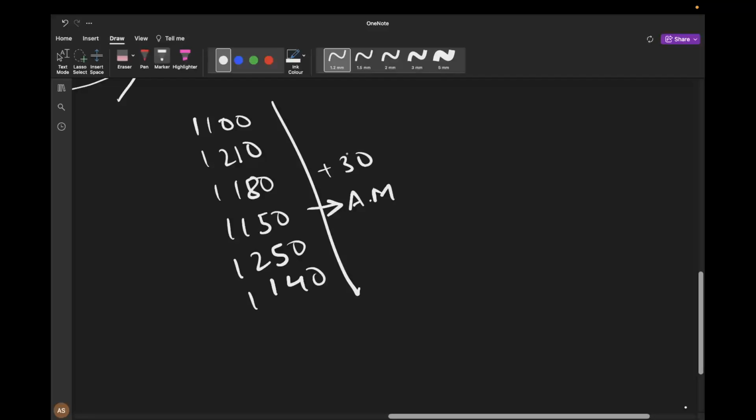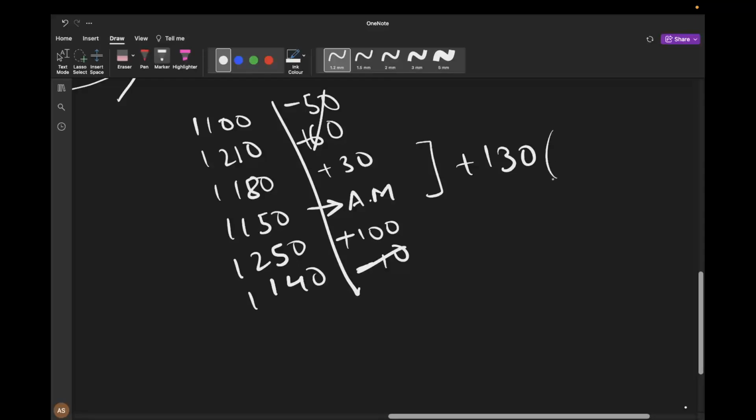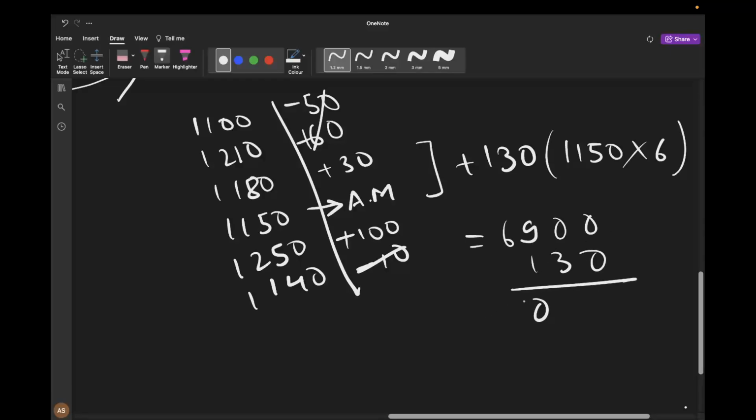1180 is 30 more. 1210 is 60 more. 1100 is 50 less. 1250 is 100 more. And 1140 is 10 less. Again we have 50 and 60, so we cut it out. We need to add a total of 130 to what? It is 1150 into how many numbers do we have this time? 6, which makes it basically 6900 plus 130, giving us none other than 7030 as our answer.